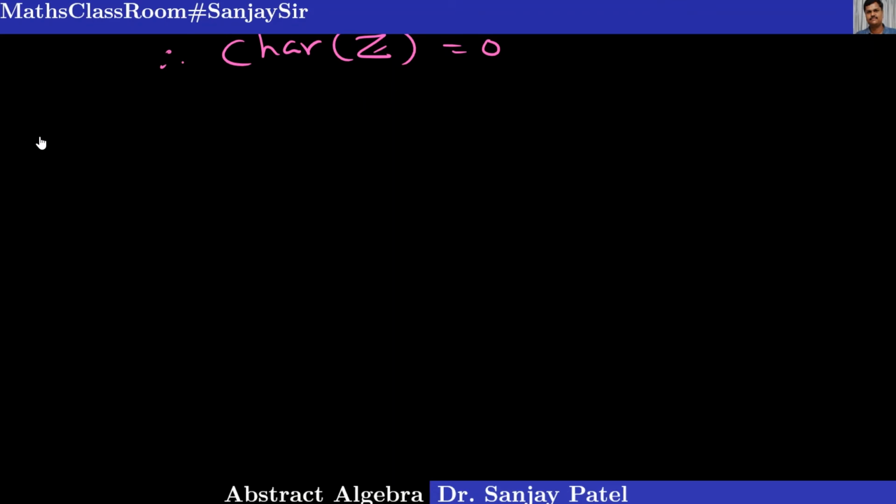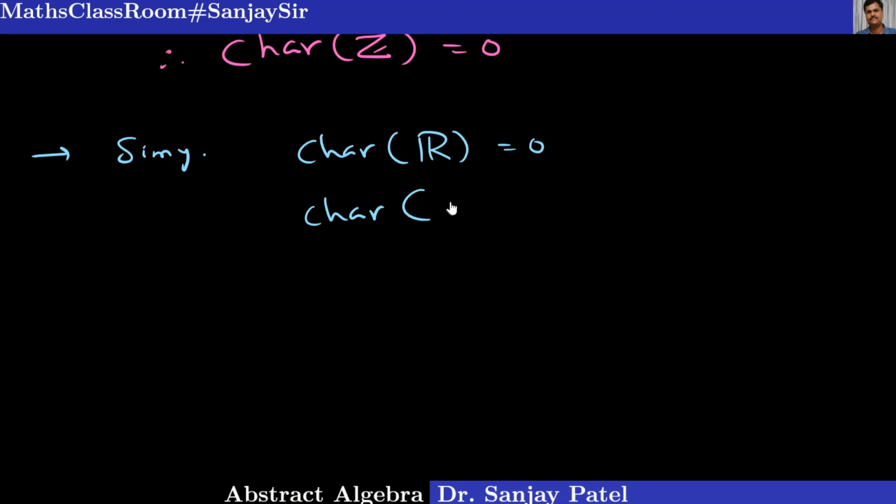Same way you can prove that the characteristic of the ring of real numbers, I will simply write 0. Characteristic of the ring of complex numbers is 0. Characteristic of the ring of 2 cross 2 matrices with real entries is equal to 0.